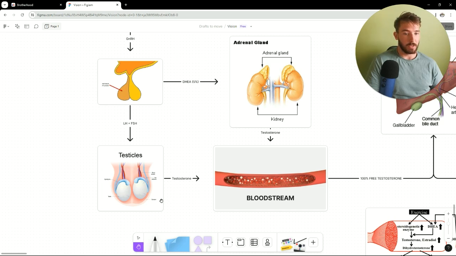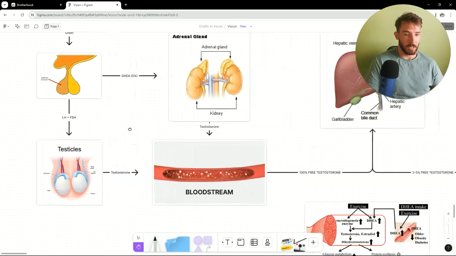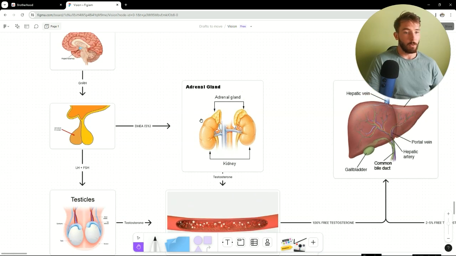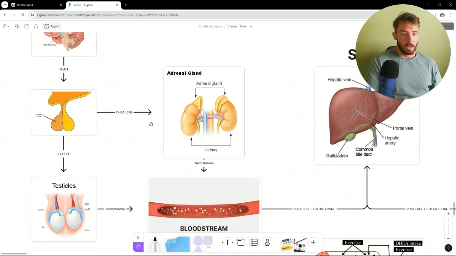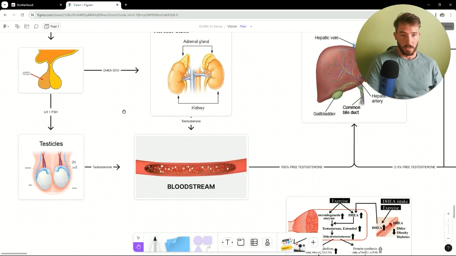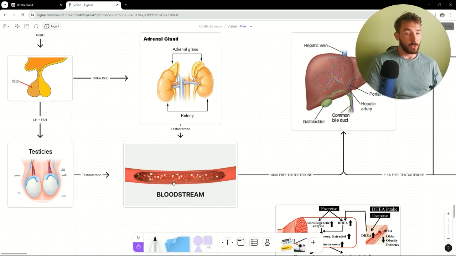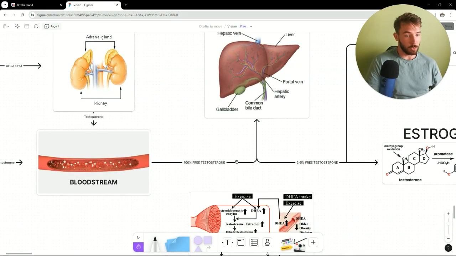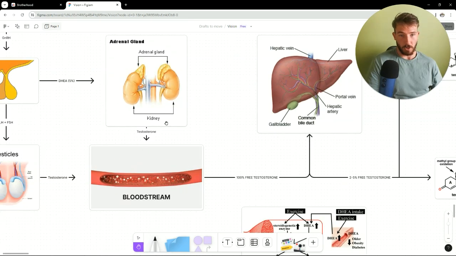So 95% of testosterone is produced in the testicles. That goes into the bloodstream. Also, 5% of testosterone is produced in the adrenal glands through DHEA, and I'm going to go over even more in depth how the hormones play with each other. And this is how women also produce testosterone. Women don't have testicles, and this is how they produce testosterone, because women have testosterone as well. So 5%, then that goes into the bloodstream, and then you have 100% testosterone after all of that.